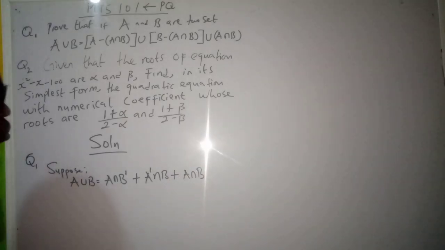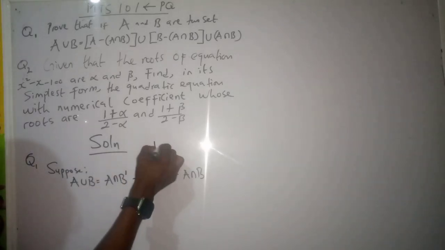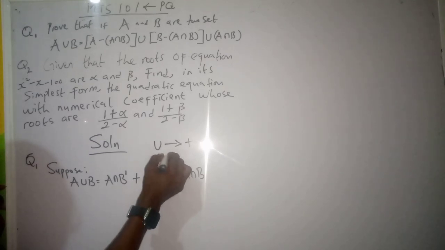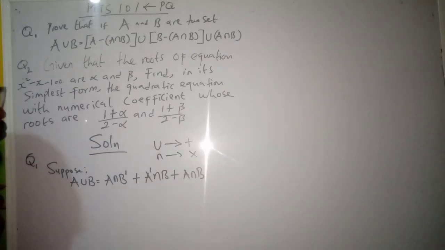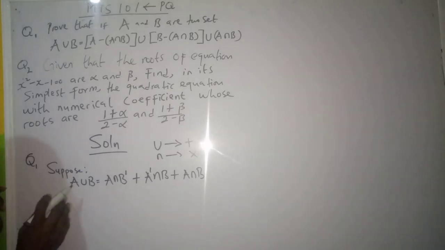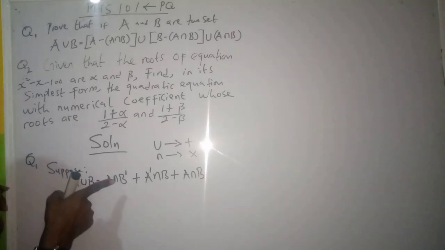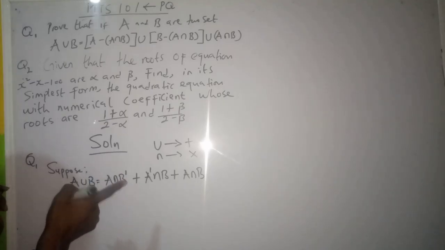Okay? And most likely you know very well that union tends to plus, and intersection tends to multiplication. There's no stress about that. So at this junction, we now have that. Now, you might be asking how I came about A intersection B prime and A prime intersection B. Where is it coming from?